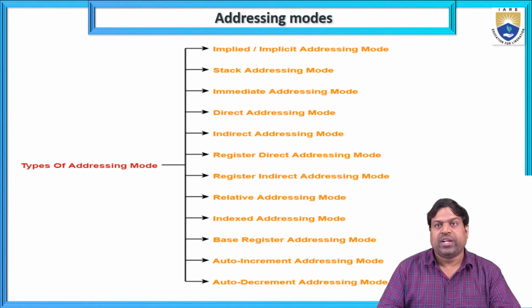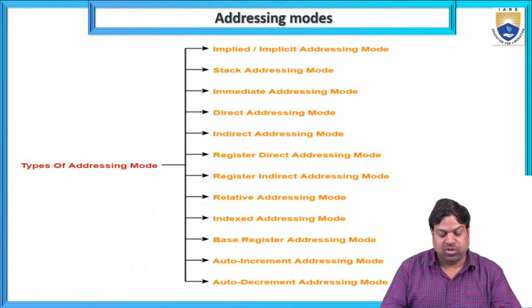There are many types of addressing modes: implied or implicit addressing mode, stack addressing mode, immediate addressing mode, direct addressing mode, indirect addressing mode, register direct addressing mode, register indirect addressing mode, relative addressing mode, indexed addressing mode, base register addressing mode, auto increment addressing mode, auto decrement addressing mode. Before starting these types, what is an addressing mode?